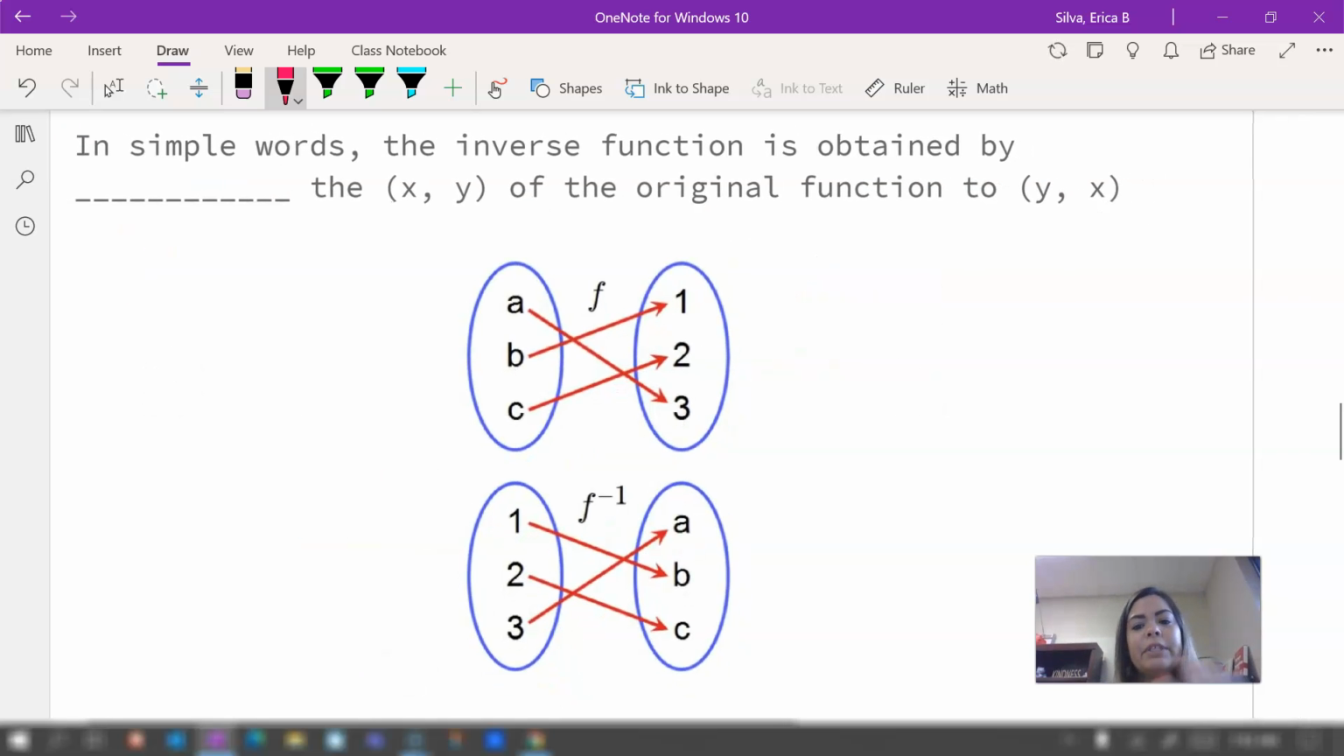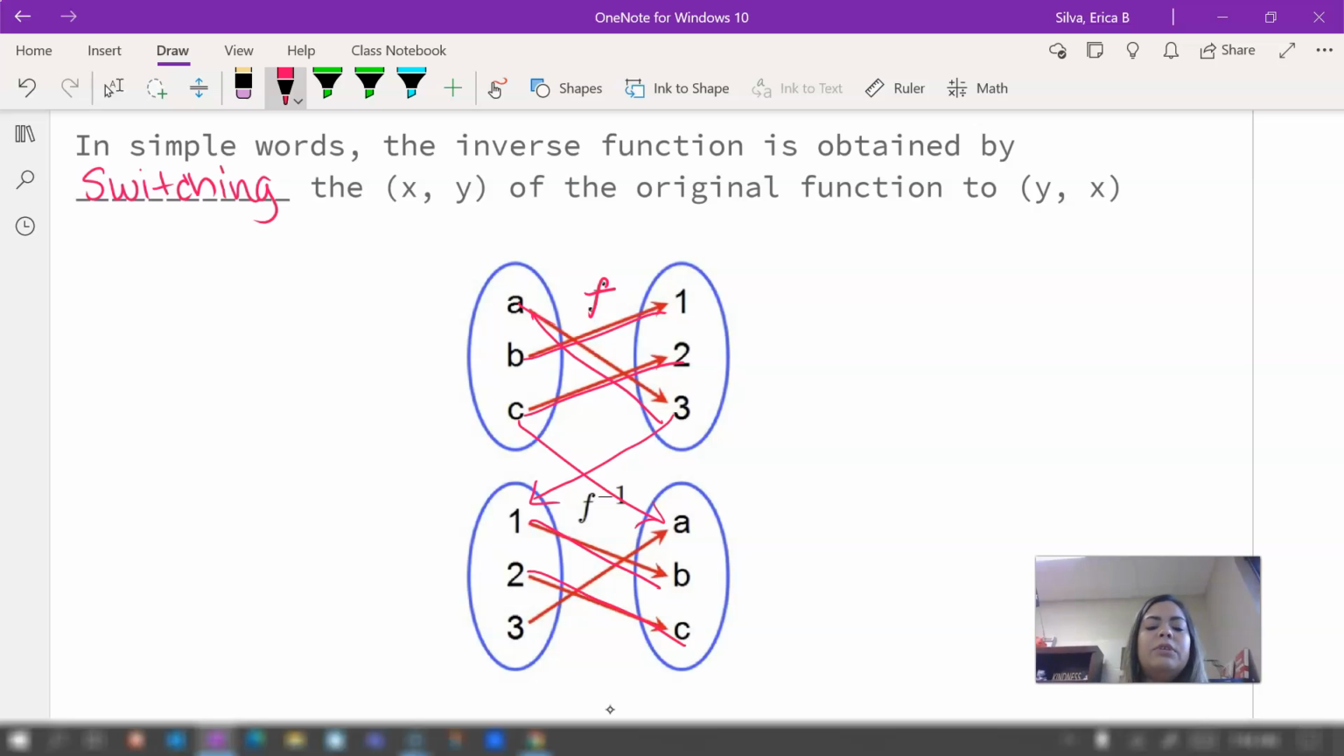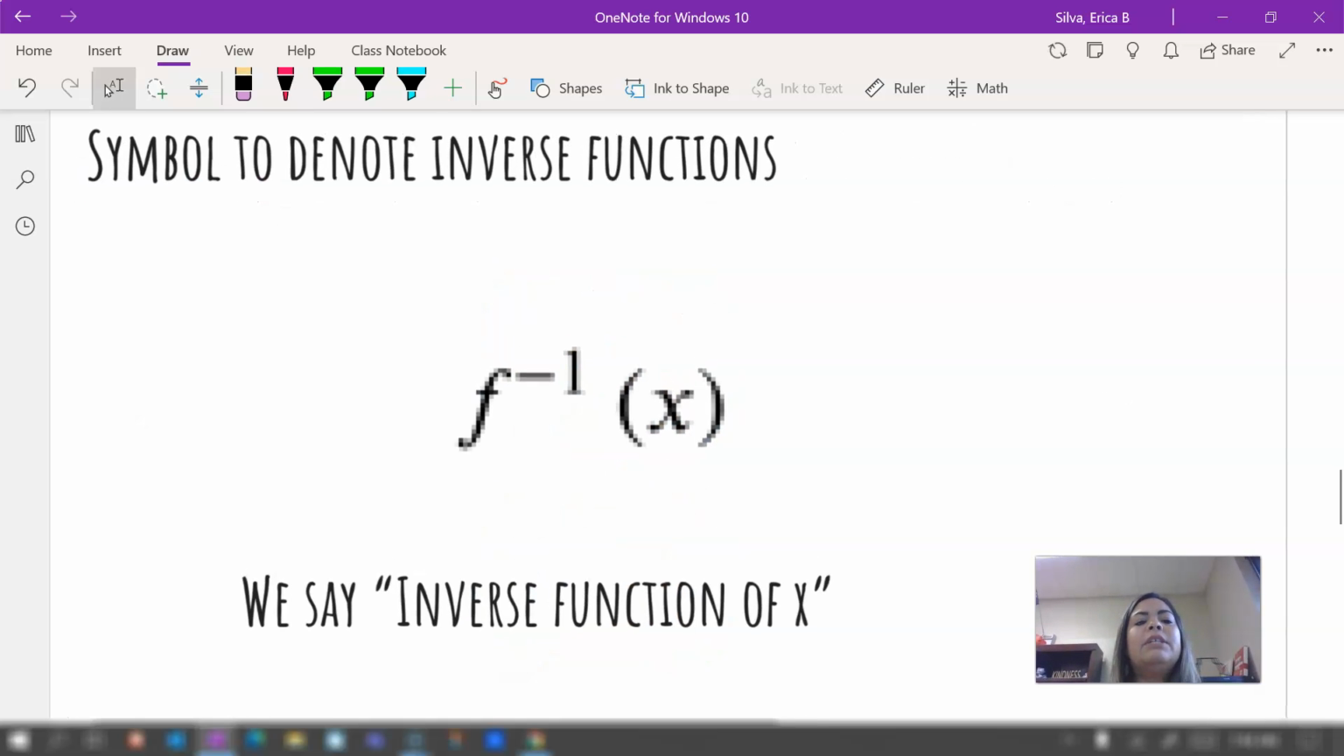In simple words, the inverse is obtained by switching the x and the y of the original function. So for this example, if we have this function, a goes to 3, b goes to 1, c goes to 2, in my inverse, we're going to switch our x's to be our y's, and now our y's are our x's. So 1 pertains to b, 2 to c, and 3 to a. This is the symbol that we use to show that it's the inverse. It's just the f with an exponent of -1, and then with that x in parentheses.